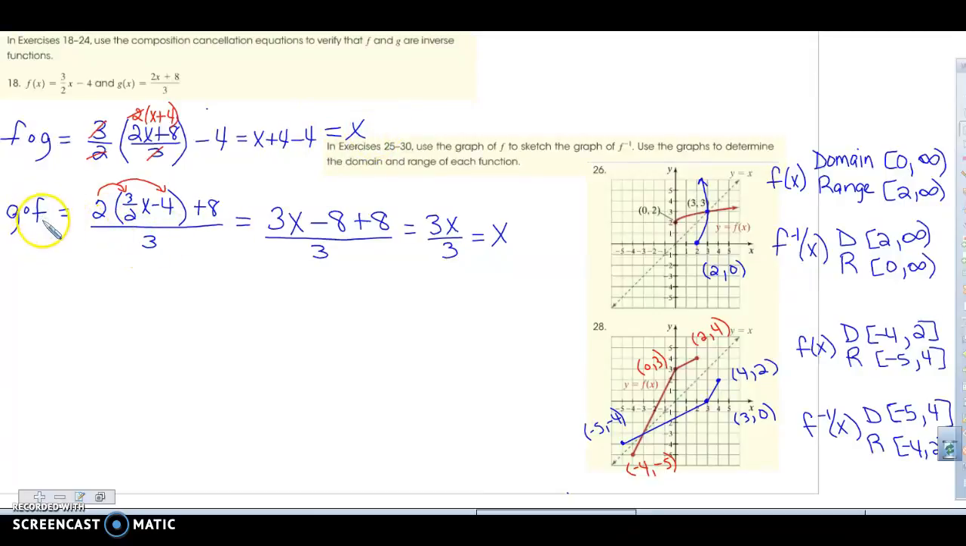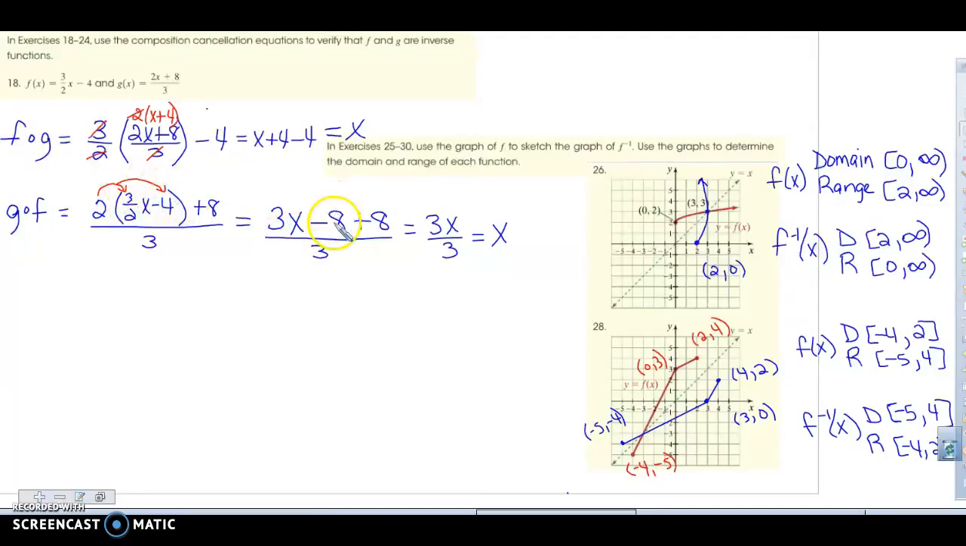Here, we're plugging the f function into the g function, so we're taking all of this and putting it right here where the x is. And so we end up with 2 times the entire f function plus 8 divided by 3. When you distribute the 2's cancel here, giving you 3x.